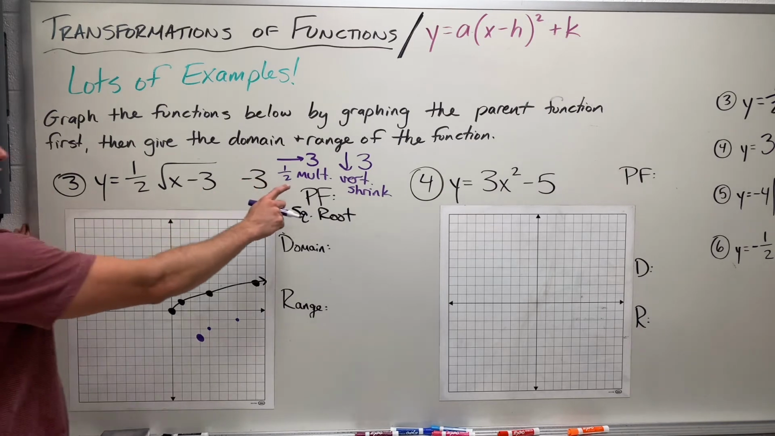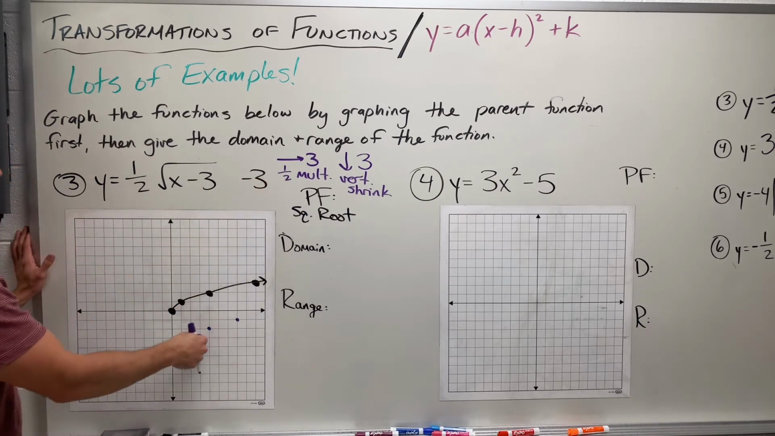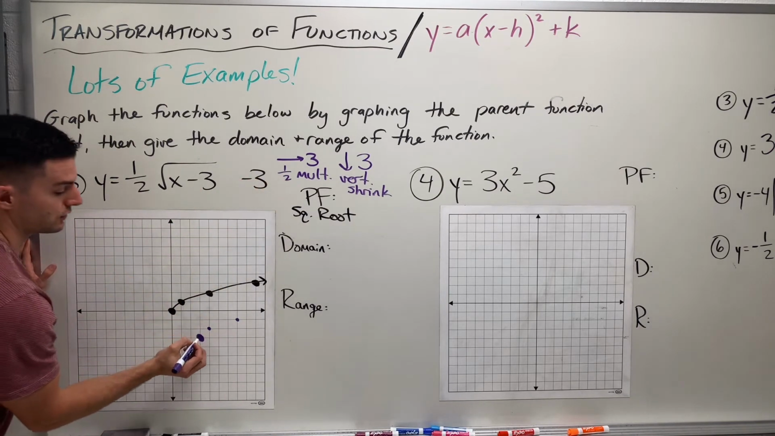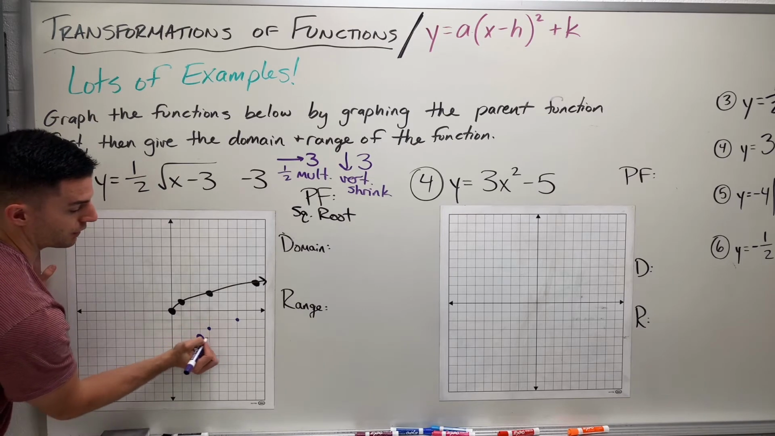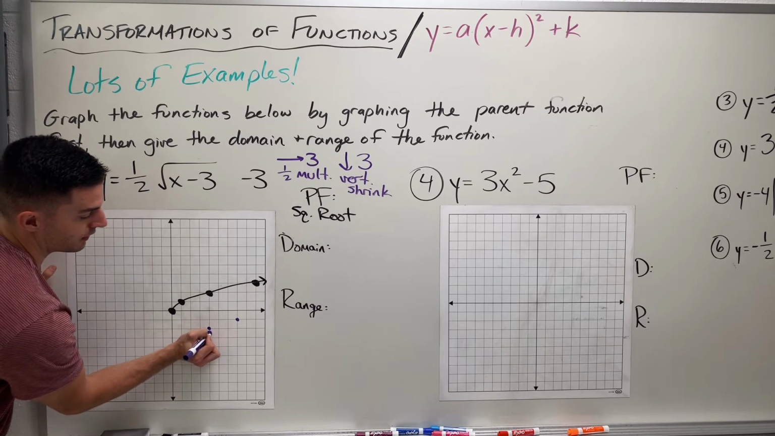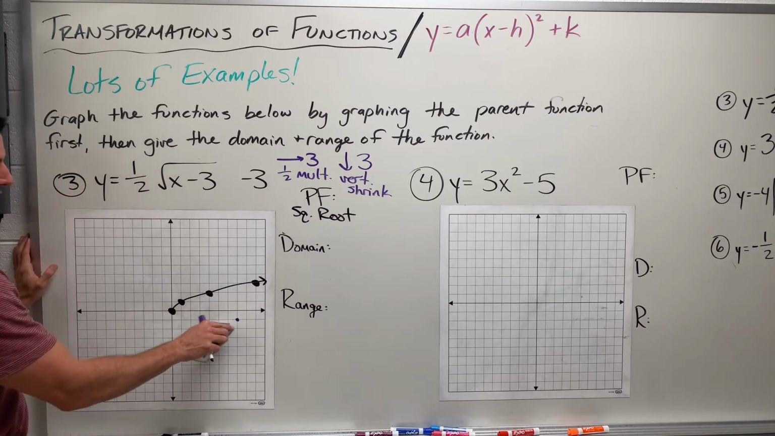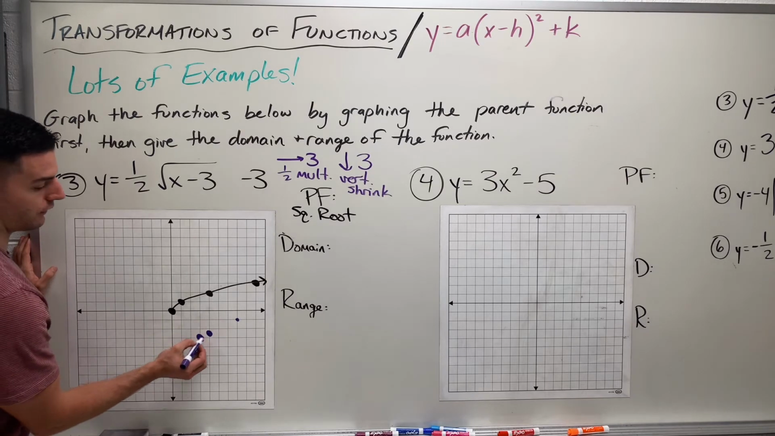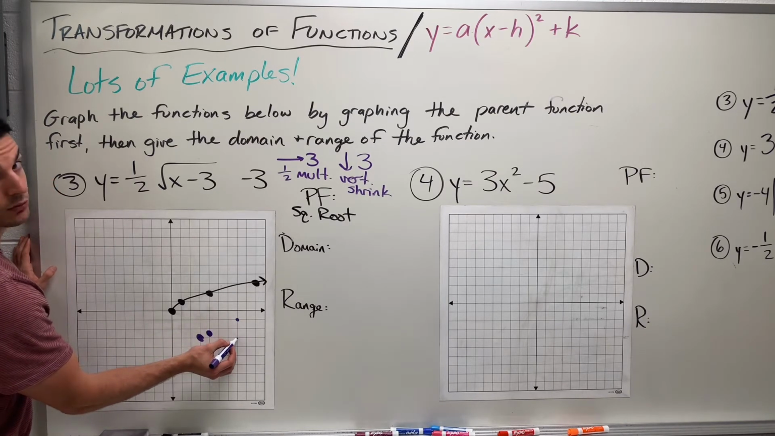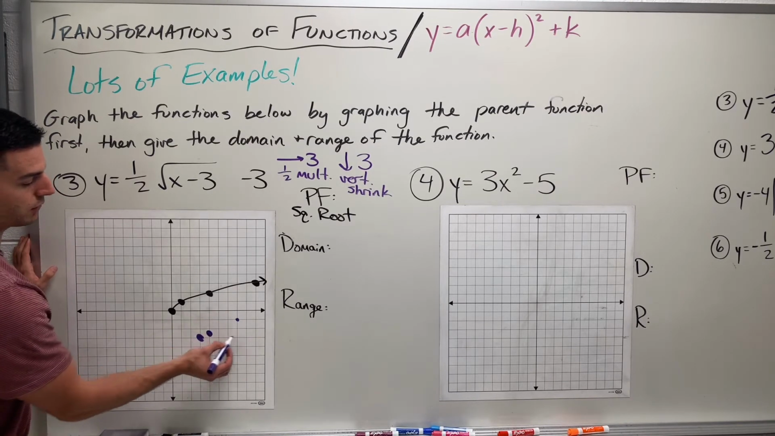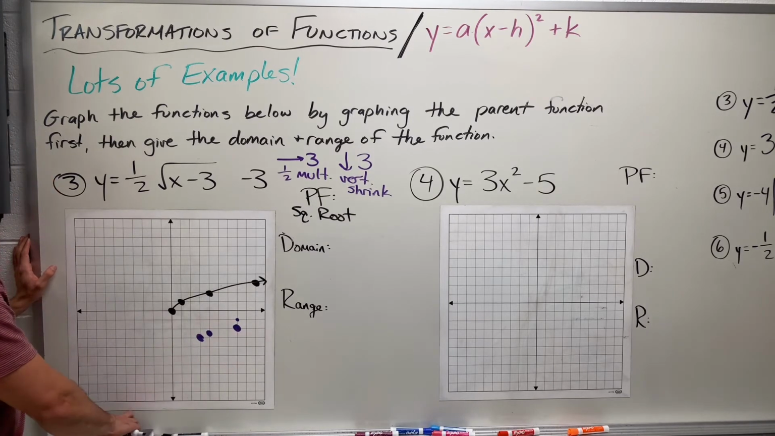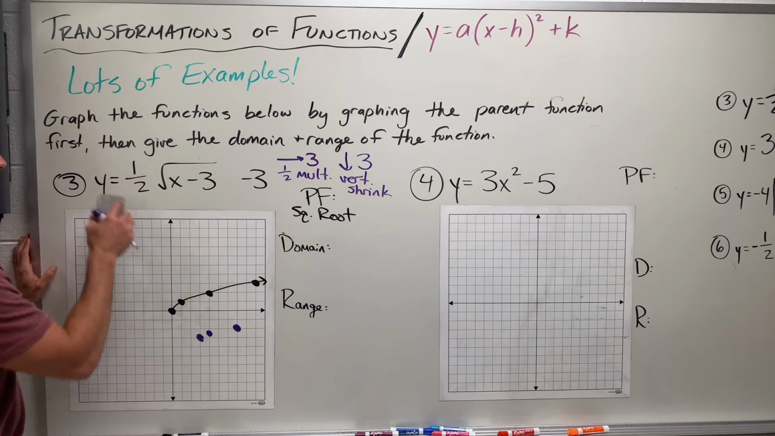And what I'm going to do is cut the vertical distance in half. So instead of going right 1 and up 1, I'm going to go right 1 and up 1/2. That's where that actual point's going to go. Okay, let me erase my guide point there. And then for this one, instead of going right 4 and up 2, I'm going to go right 4 and up 1. Cut that vertical distance in half, okay, because of that half multiplier.